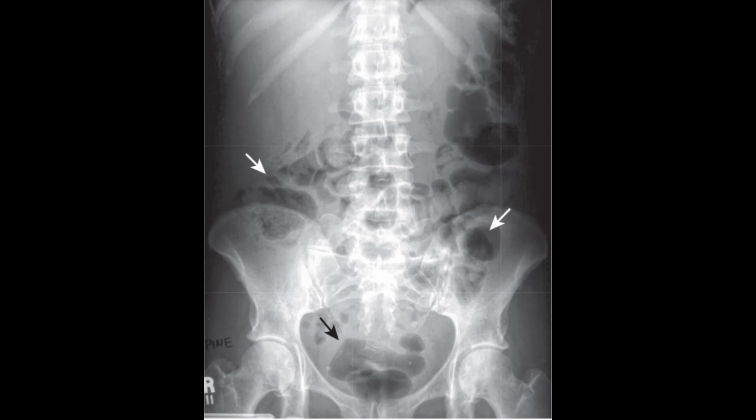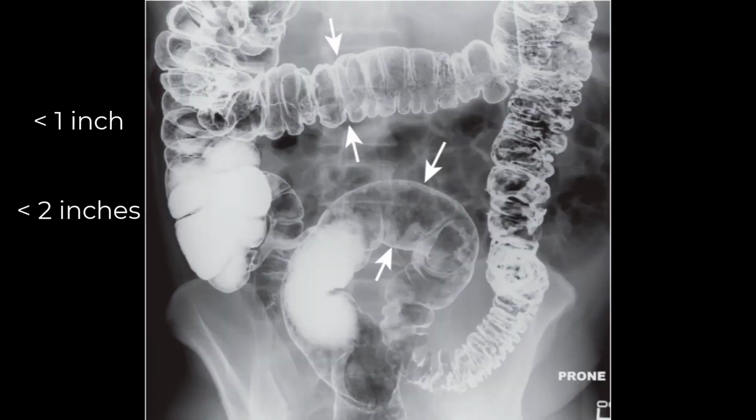But the other term is to be dilated. In that case, we should think about the pathology. To differentiate the distension from dilation, you need to know the diameter of the loop of the intestine. For the small intestine, it's less than 1 inch. For the large intestine, it's less than 2 inches. The exception is the cecum. The cecum may be as large as 3 inches in diameter.